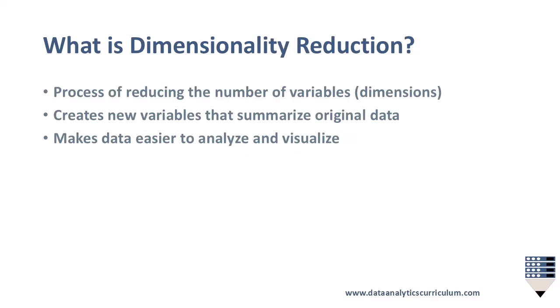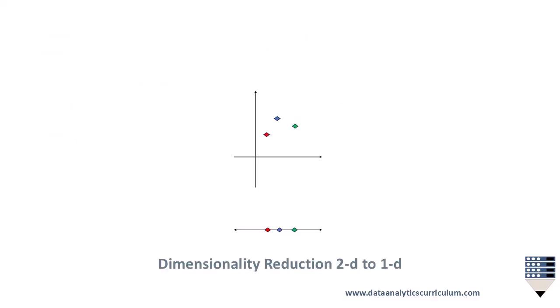So, what is dimensionality reduction? It's the process of reducing the number of variables while keeping as much of the original information as possible. Instead of working with all the original variables, we create a smaller set of new variables that summarize the data effectively. These new variables are often combinations of the originals. Reducing dimensionality makes data easier to analyze, visualize, and model, especially when you have a large number of correlated variables. Concept of dimension reduction: 2 dimensions projected down to 1 dimension.